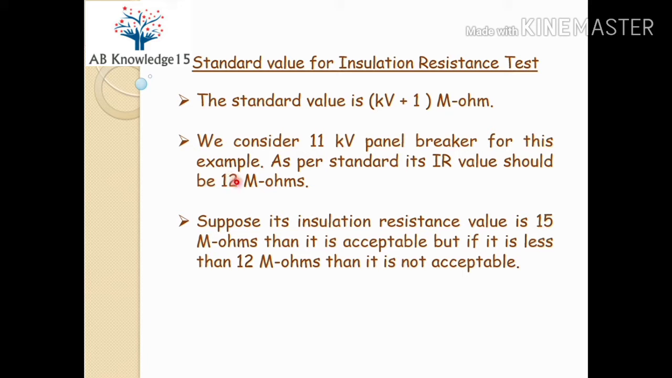So if the IR value of this breaker panel is less than 12 mega ohms, then it is not an acceptable value. And suppose its insulation resistance value is 15 mega ohms, which is greater than 12 mega ohms, then it is acceptable. So this is the standard value of the insulation resistance test.